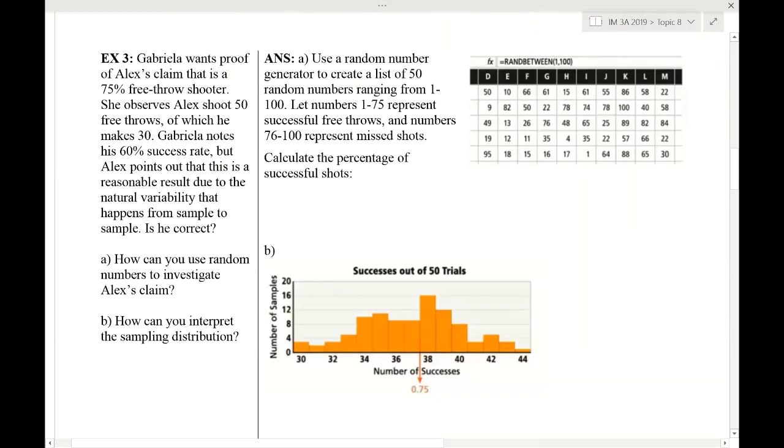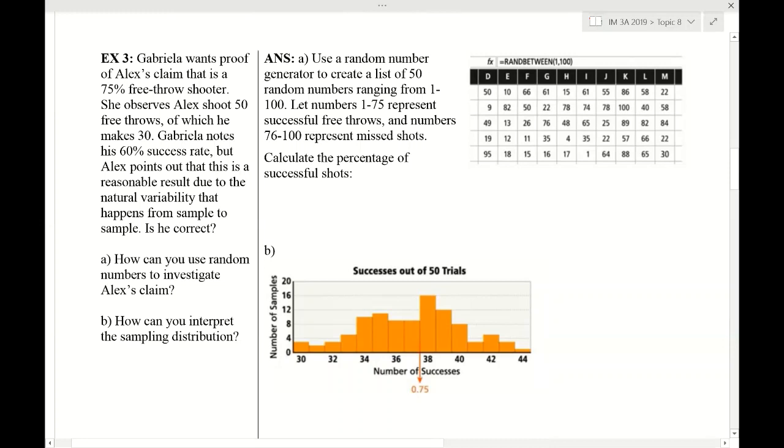Okay, so now we're going to move on to looking at not using multiple representations by collecting more data, but by using random numbers to help us mimic a study. So Gabriella wants proof of Alex's claim that he is a 75% free throw shooter. She observes Alex shoot 50 free throws, of which he makes 30. So that's a 60% success rate, not 75.